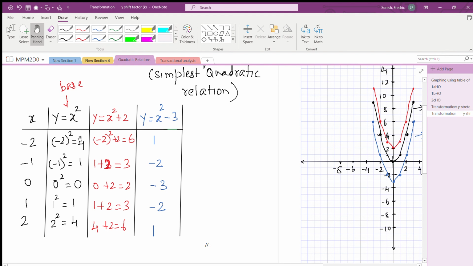Y equals x squared minus 3, the k value is a -3, whereas in the first case it was a +2. The whole of these y values moves down by 3 units. Notice that the x values remain the same. Remember, they are the independent variables, so we're not transforming anything in this. We will be doing that sometime later. Here, all you need to know is if the k value is positive, it moves up; if the k value is negative, it moves down. See you in the next video.